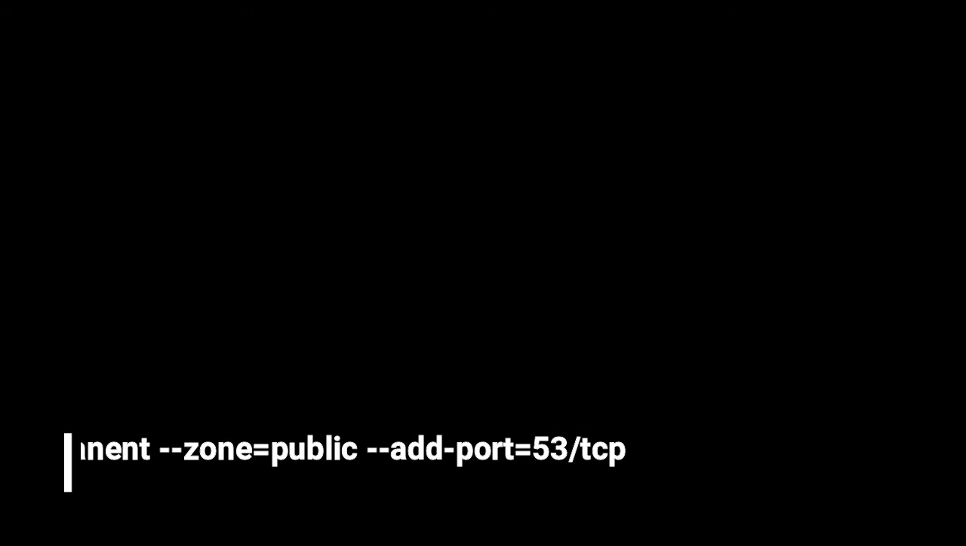Then we go to add the firewall port, that is 53 with TCP. The command for it is firewall-cmd --permanent --zone=public --add-port=53/tcp.